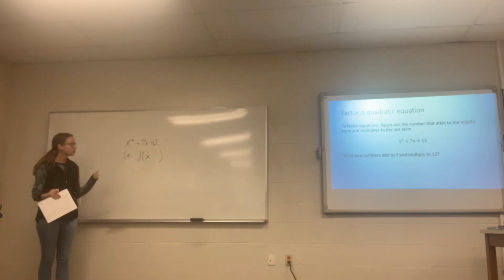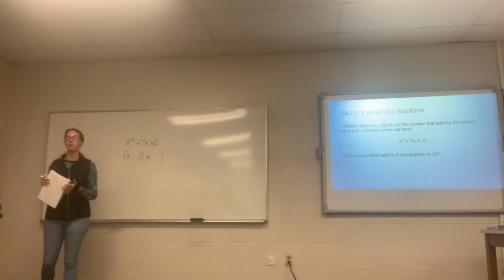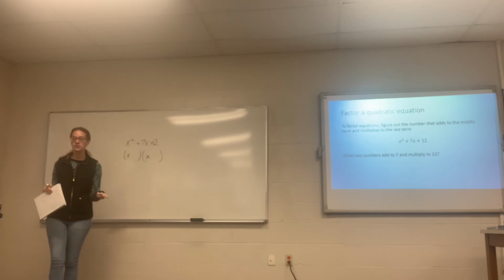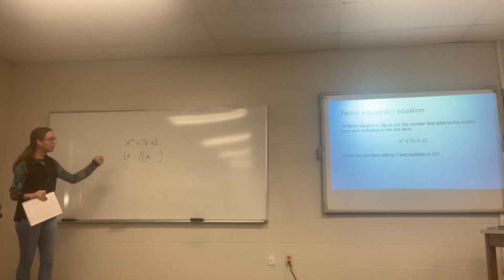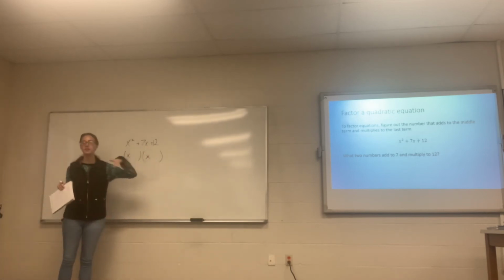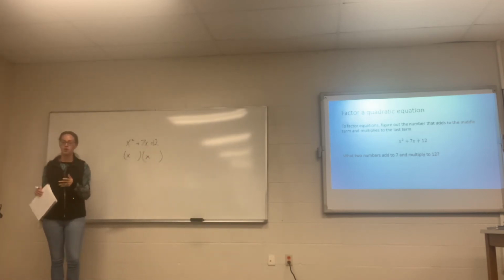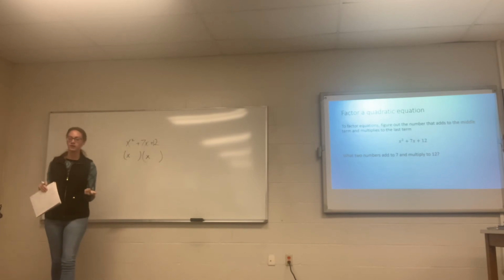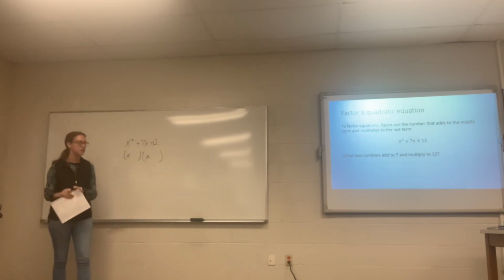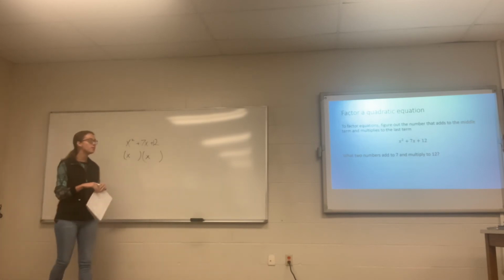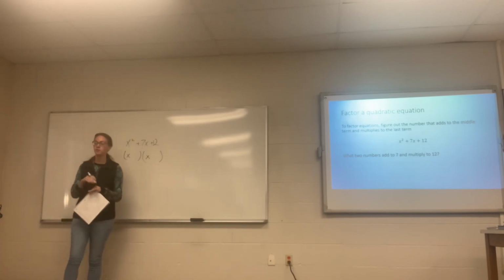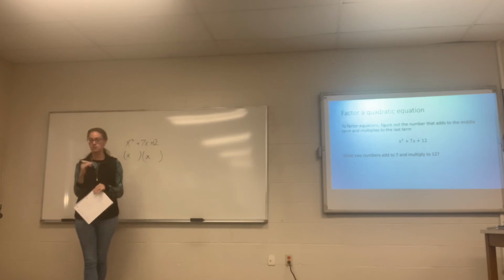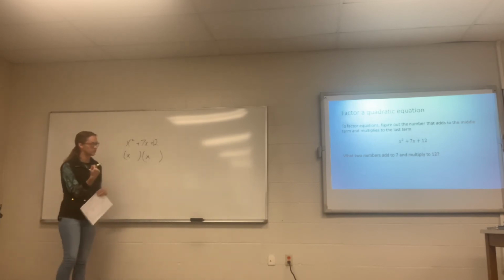So if I think of two numbers that multiply to 12, I could have 12 and 1, I could have 2 and 6, I could have 3 and 4. So usually I think about what multiplies first, and then I try adding those together. Well, if I add 12 and 1, that's going to give me 13, so that's not going to work for us. But I also said 2 and 6 multiply to give me 12. But if I add 2 and 6 together, that's going to give me 8, which isn't 7, so that's not what I want.